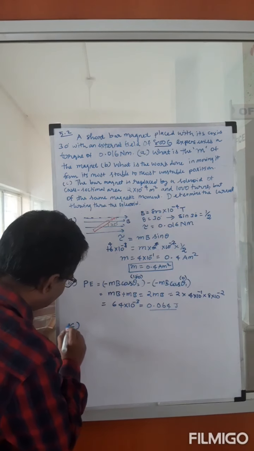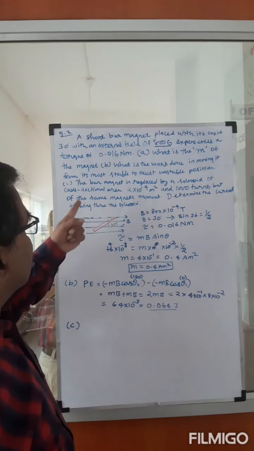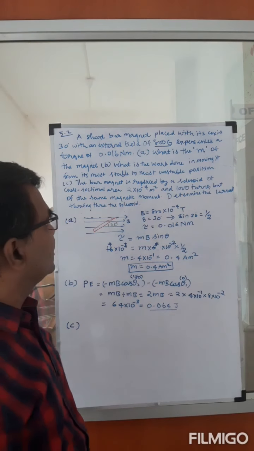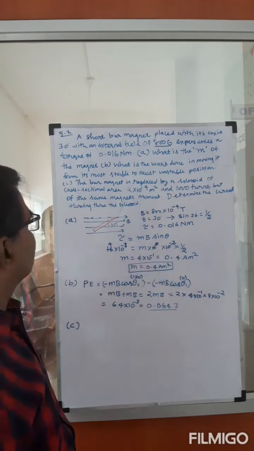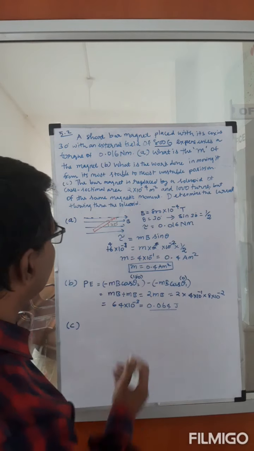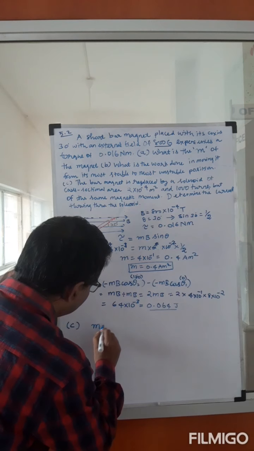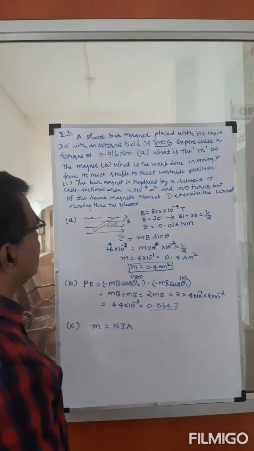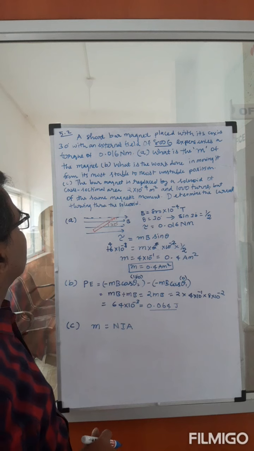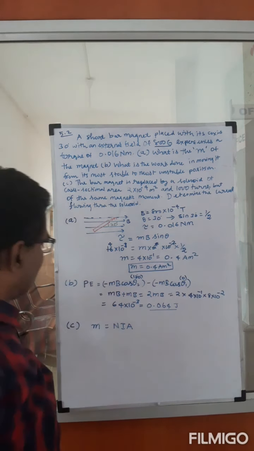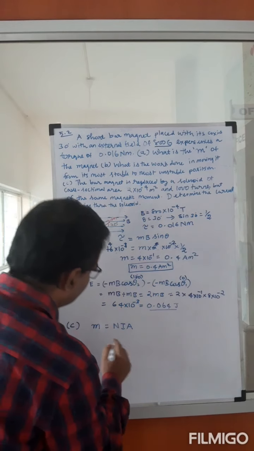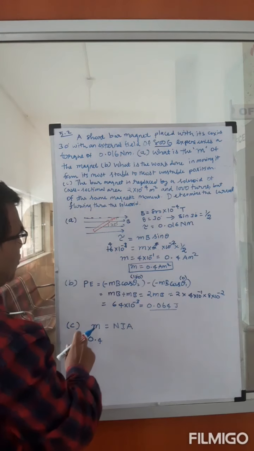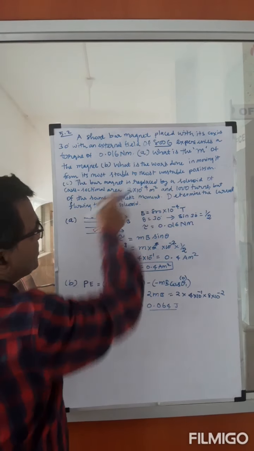What about part C? Part C: the bar magnet is replaced by a solenoid of cross-sectional area 2 into 10 power minus 4 meters square and 1000 turns, but of the same magnetic moment. So we know that magnetic moment M is equal to N I A. Then determine the current flowing through the solenoid. What is M? It's 0.4.